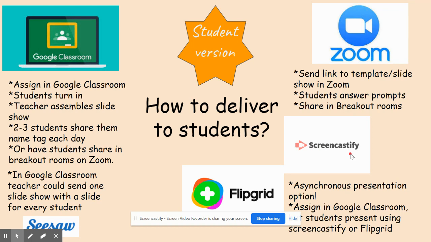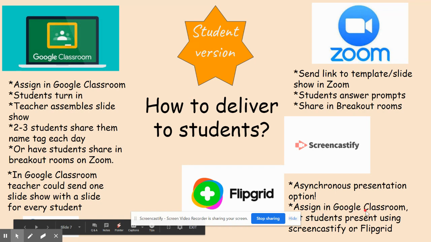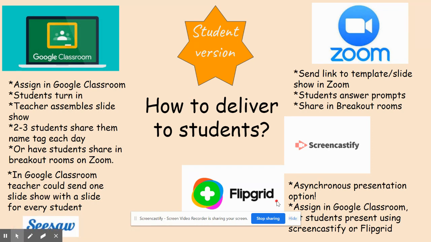If you're looking for an asynchronous way to have students present these, if you have taught your students to use Screencastify, then they could create their extended name tag and then present it quickly on Screencastify and turn in the Screencastify, which could later be shared with the class during a synchronous Zoom. Or you could also assign it in Google Classroom and have students present using Flipgrid. Flipgrid, again, is another option where students would be presenting their information and a picture of their extended name tag if they had one, or if they just did their name tag on a piece of paper.